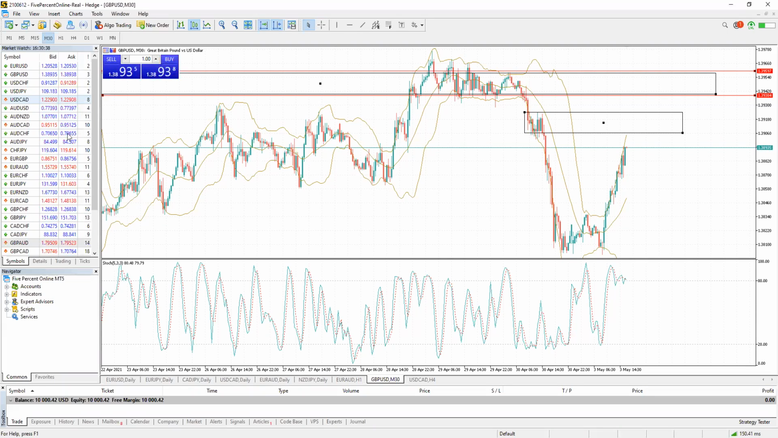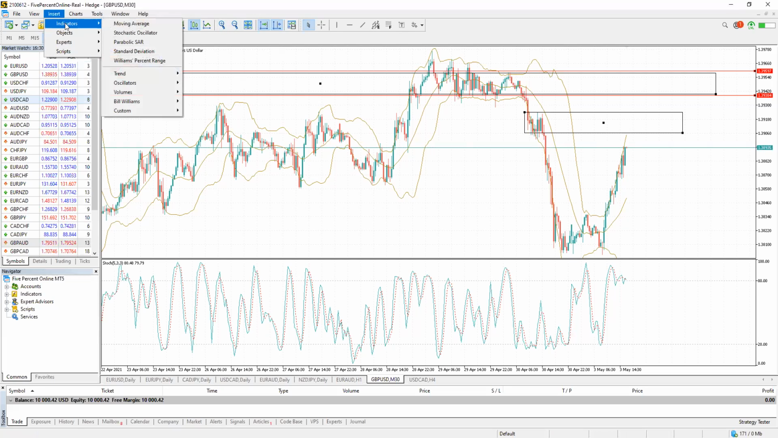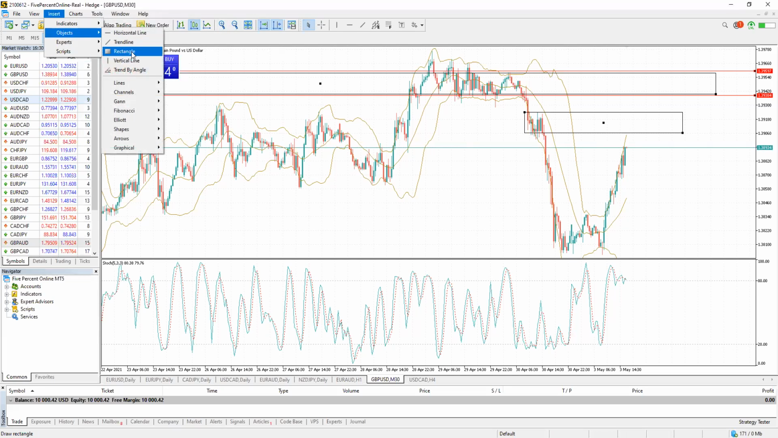How do you put the clear rectangle box? Insert, then object, and then rectangle. So that's how I make it.